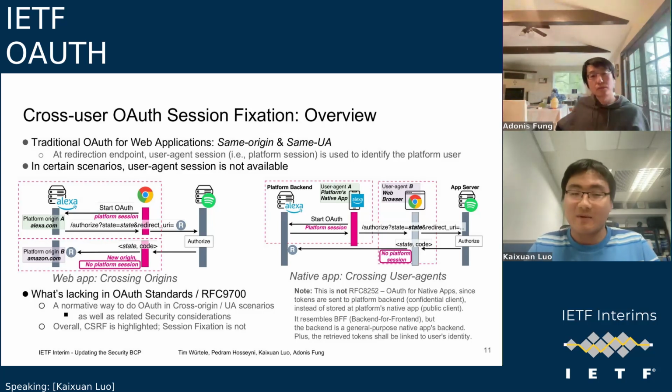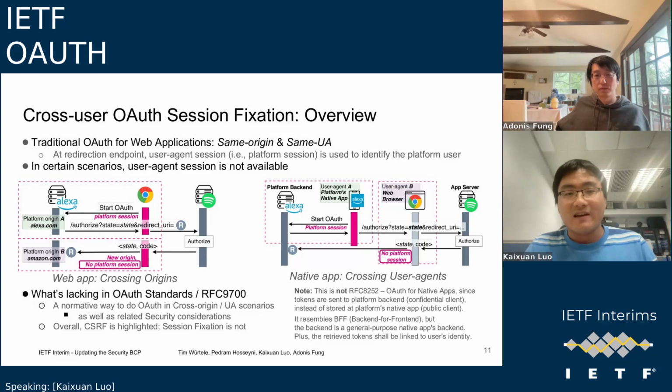So here I'm not talking about RFC 8252, which is talking about the native app that's acting as a public client. Here, let's say Alexa has a backend that wishes to consume the tokens and also act as the confidential client to conduct the OAuth flows. So at Alexa's platform backend, its redirection endpoint must somehow identify who the platform user is so that the access token can be linked to that platform user.